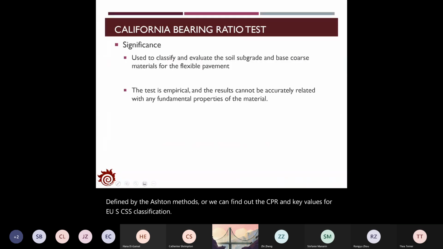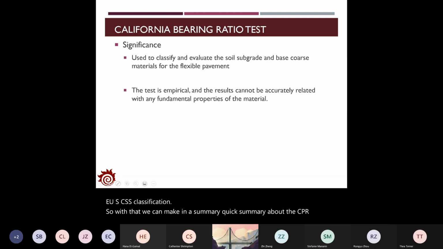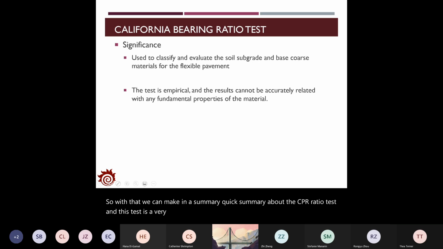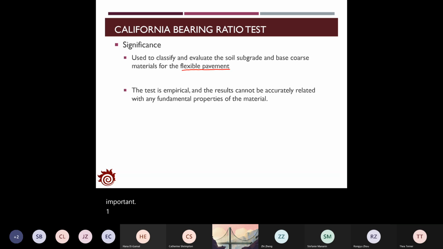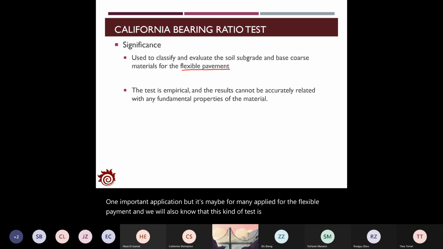So with that, we can make a quick summary about the CBR test. This test is very important. It can help us to classify and evaluate the soil subgrade and base course materials for flexible pavements. So this is one important application, but it's mainly applied to flexible pavement. And we will also know that this kind of test is empirical. It's not the physical features of the material.